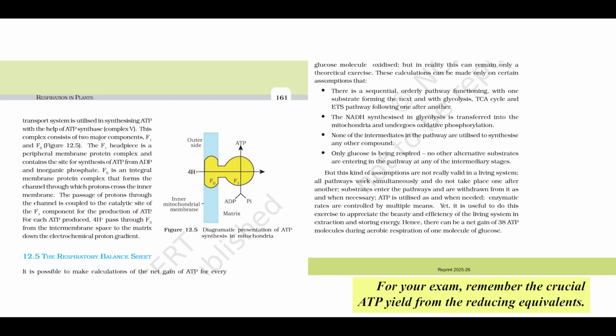For your exam, remember the crucial ATP yield from the reducing equivalents. The oxidation of one molecule of NADH plus H plus through the ETS gives rise to approximately 3 molecules of ATP, while the oxidation of one molecule of FADH2 produces approximately 2 molecules of ATP. This difference is because FADH2 enters at complex 2, bypassing complex 1 and thus pumping fewer protons.